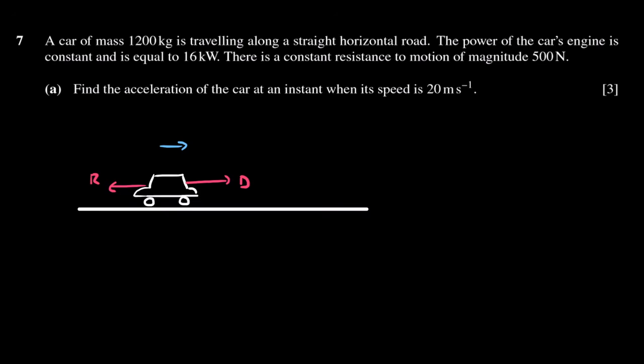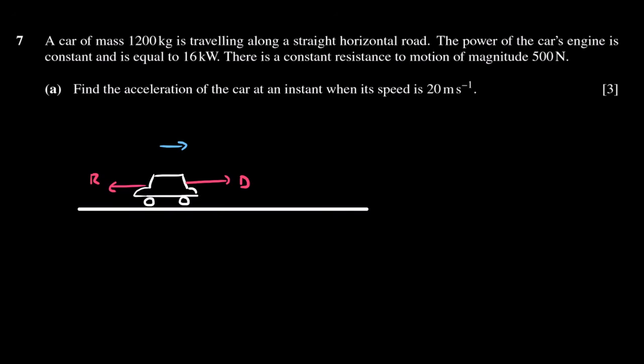Okay then, question 7. A car of mass 1200 kilograms is traveling along a straight horizontal road. The power of the car's engine is constant and equal to 16 kilowatts. There is a constant resistance to motion of magnitude 500 newtons. I want to find the acceleration of the car at the instant when its speed is 20 meters per second.